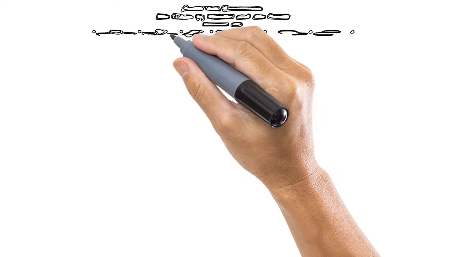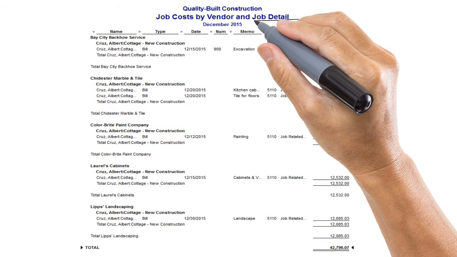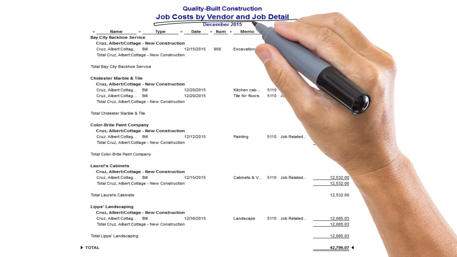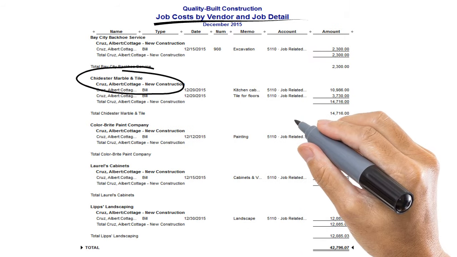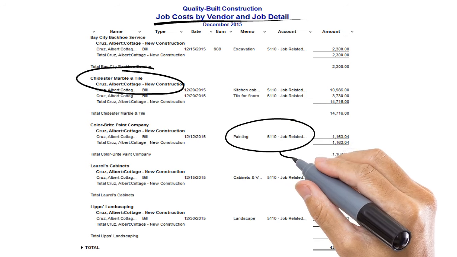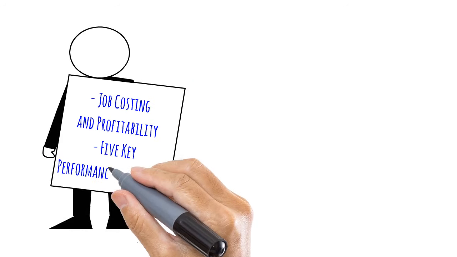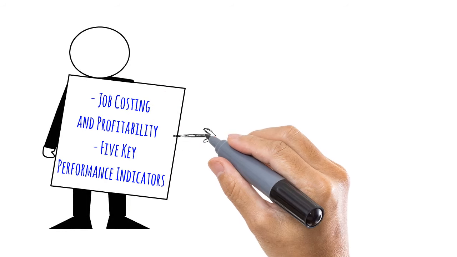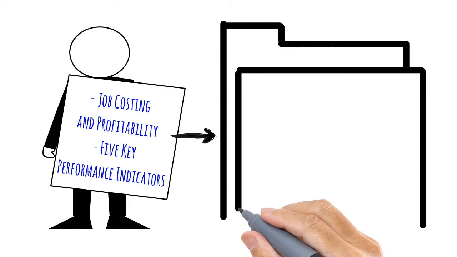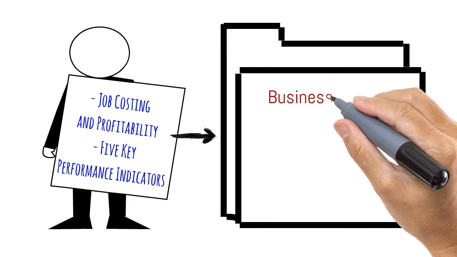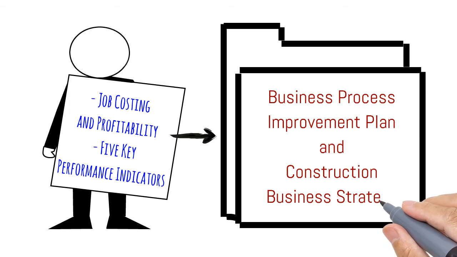This is when job costing and job profitability reports come in handy. They are similar to the regular bookkeeping profit and loss report, except that it is specific to each particular job and has different expense codes. These reports, in combination with the 5 key performance indicators, are what help contractors understand which projects to pursue and which ones to ignore. They form the foundation of a business process improvement plan and construction business strategy.